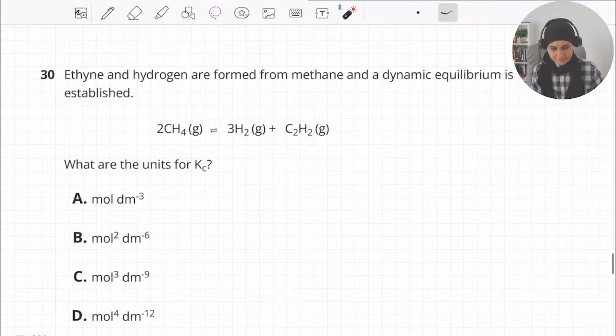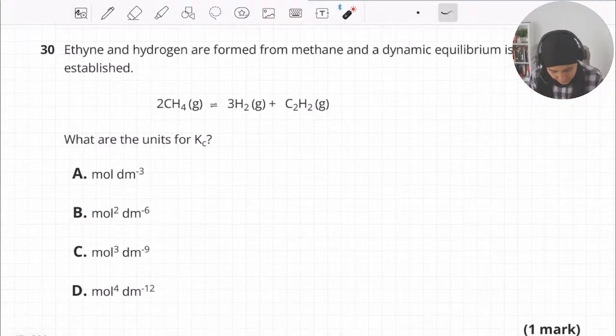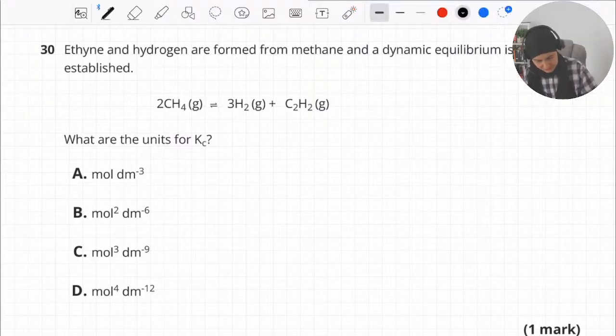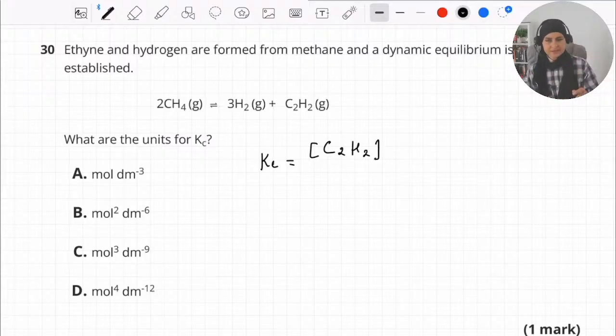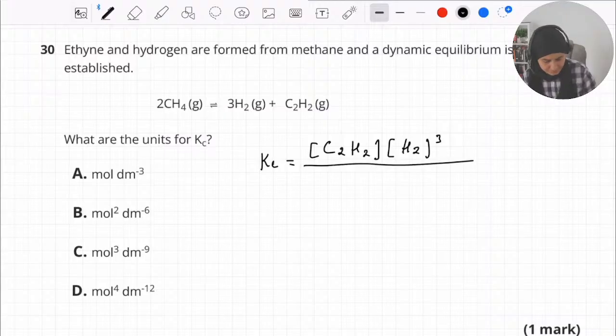Next question. Ethyne and hydrogen are formed from methane, and dynamic equilibrium is established. What are the units of Kc? Everyone's favorite question. Let's do it. So Kc, the equilibrium constant, is products over reactants to the power of their coefficients, and the square brackets denote the concentration at equilibrium. So H2 cubed, cubed because there is a 3, divided by CH4 to the power of 2.